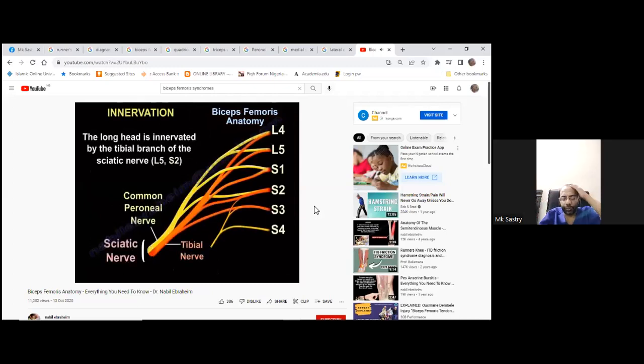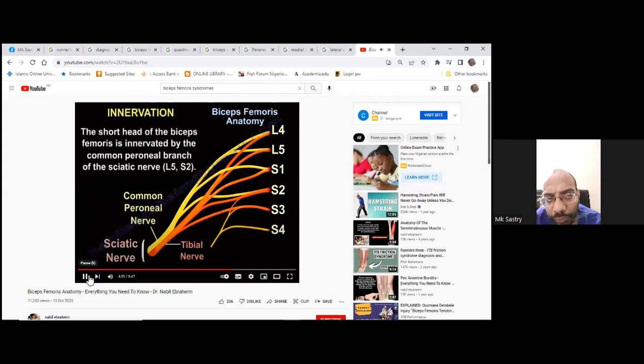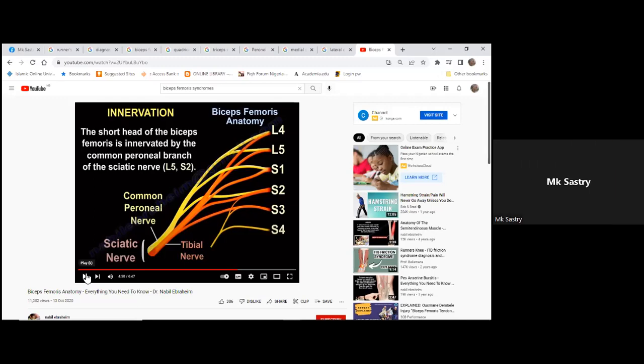Okay, close it. Innervation of the biceps femoris muscle. The long head is innervated by the tibial branch of the sciatic nerve, L5 to S2. The short head of the biceps femoris is innervated by the common peroneal branch of the sciatic nerve, L5 to S2. Close it, Walid, please. So now you can see it's called biceps femoris.